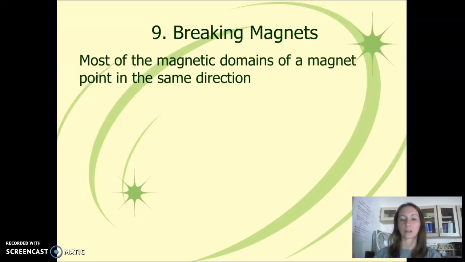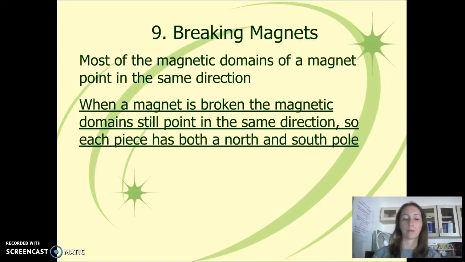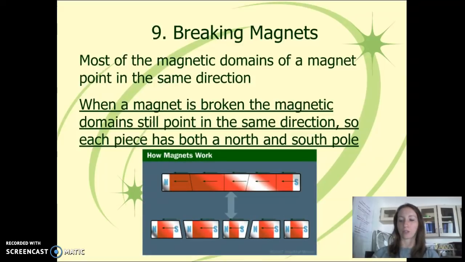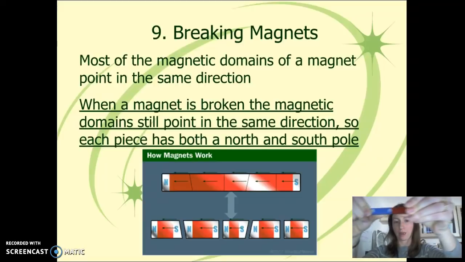Alright, most of the magnetic domains of a magnet point in the same direction. When a magnet is broken, the magnetic domains still point in the same direction. So each piece has both a north and a south pole. So this is if I were to take this magnet and just snap it in half, right? They would still all be facing in the same direction. It would just become two separate little magnets.